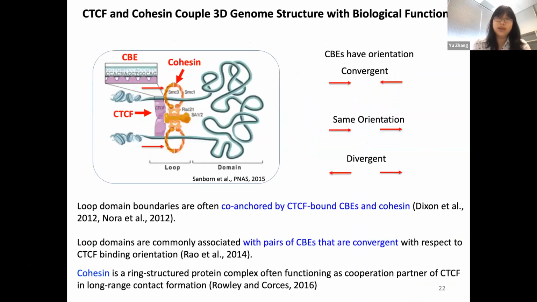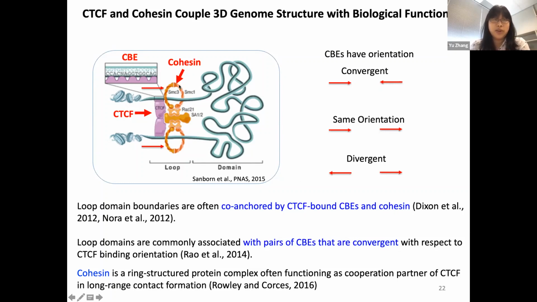So, also an important feature of these loop domains is that they're often co-anchored by CTCF and cohesin. CTCF binds to CTCF-binding elements, also called CBEs. CBEs have orientations. So two CBEs can either be convergent to each other, in the same orientation to each other, or divergent to each other. Importantly, the loop anchors of the loop domains are usually associated with pairs of CBEs that are convergent with each other.